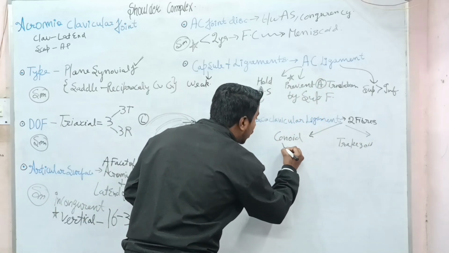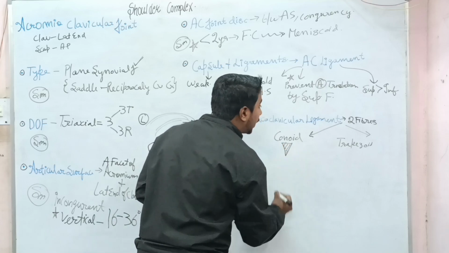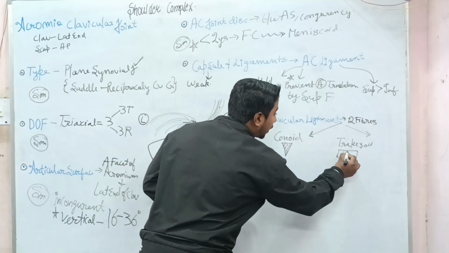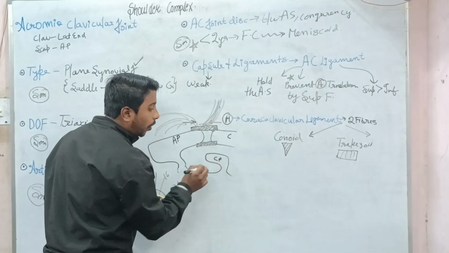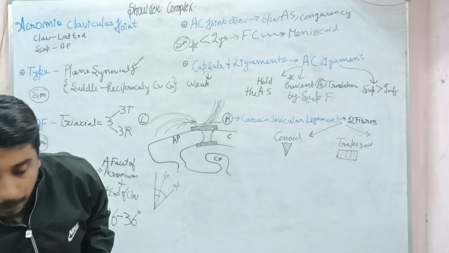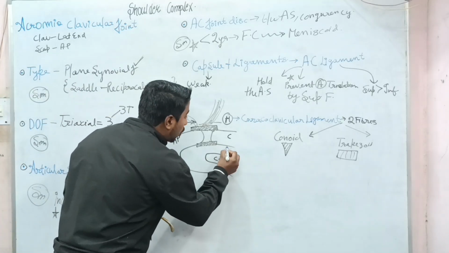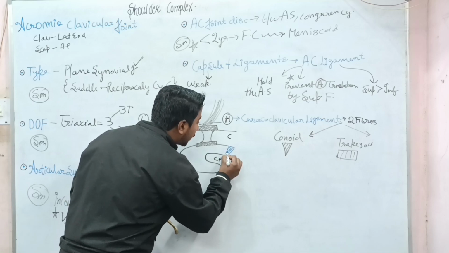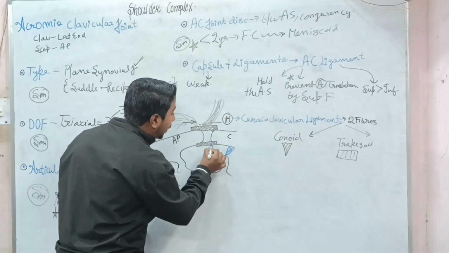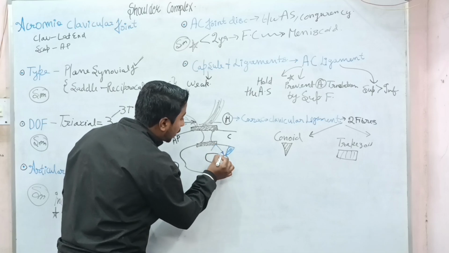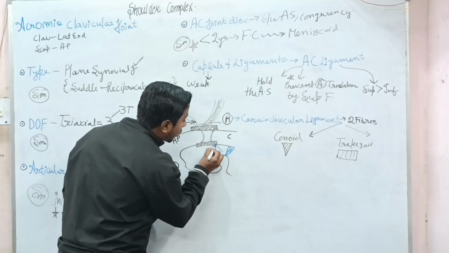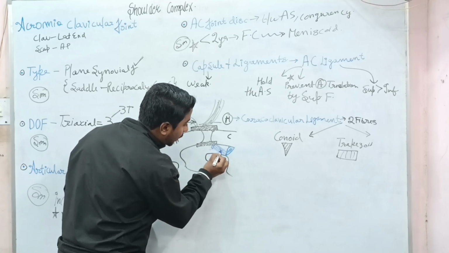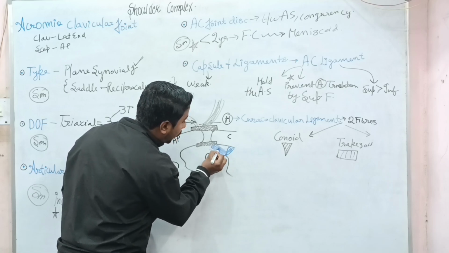Conoid is cone shaped. Trapezoid is like this shape. So here I will draw it for you. Let me take another marker. See, the conoid part is like this, and the trapezoid part is like this. Beautiful.